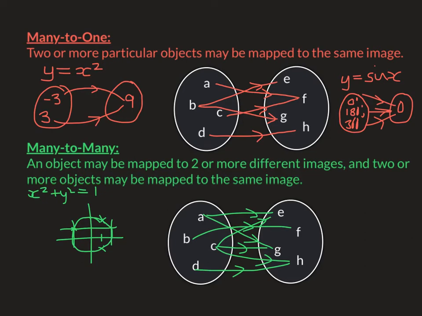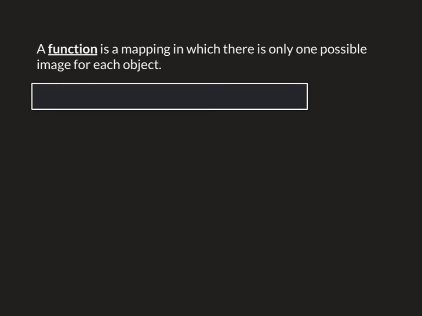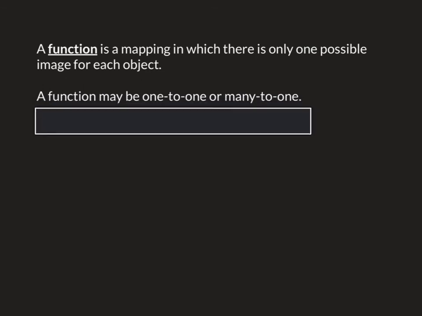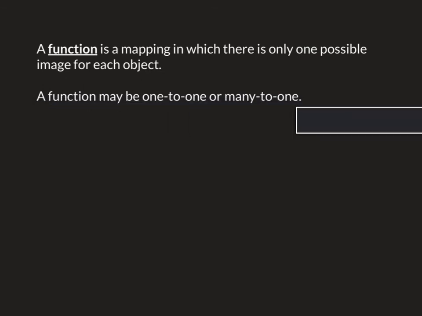So why does this relate to functions? Well, this is the definition of a function more technically. A function is a mapping in which there is only one possible image for each object. So think about the ones we've just looked at. Which ones of those would relate to a function? Think about it visually as well with those mapping diagrams. A function may be one-to-one or many-to-one.